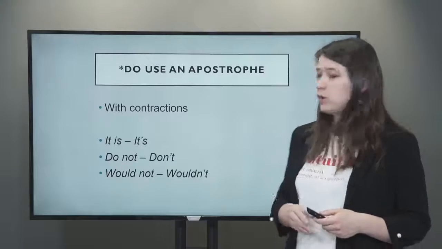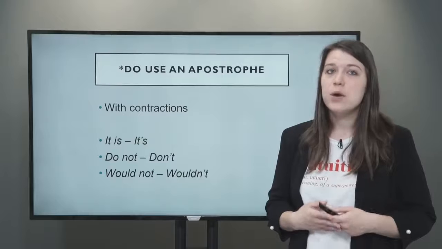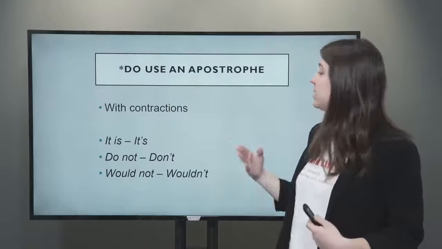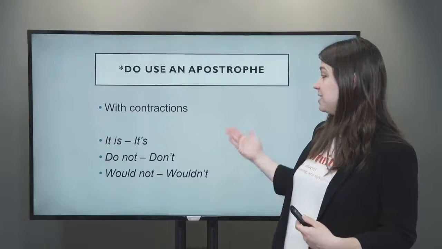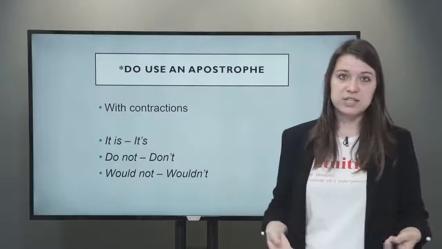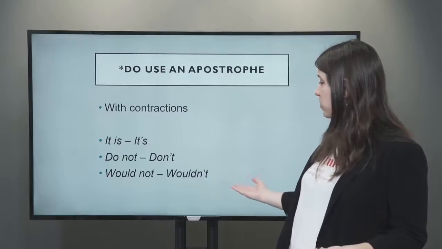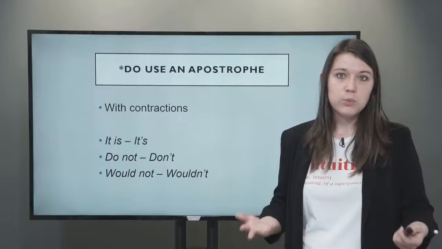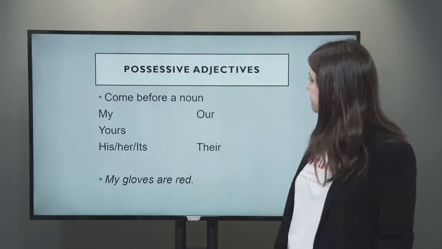We do use an apostrophe, on the other hand, with contractions. For example, it is, the contraction is it's, do not, the contraction is don't, and would not, the contraction is wouldn't. So in these cases, we do use an apostrophe.